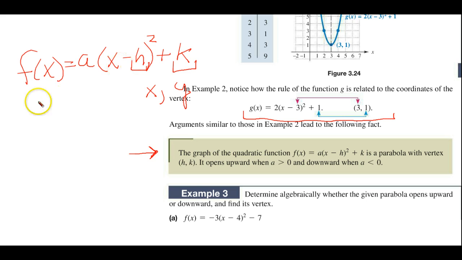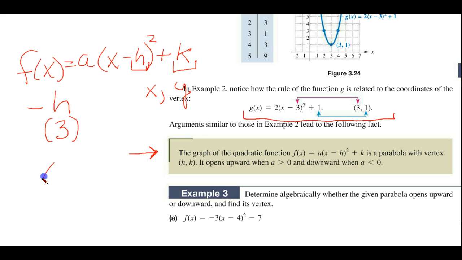Now notice the way it's written here, negative h. Now if h, as we had said, was a positive 3, then when we put that positive 3 into this formula, it becomes, as we see it here, a negative 3. It's the opposite of a positive.